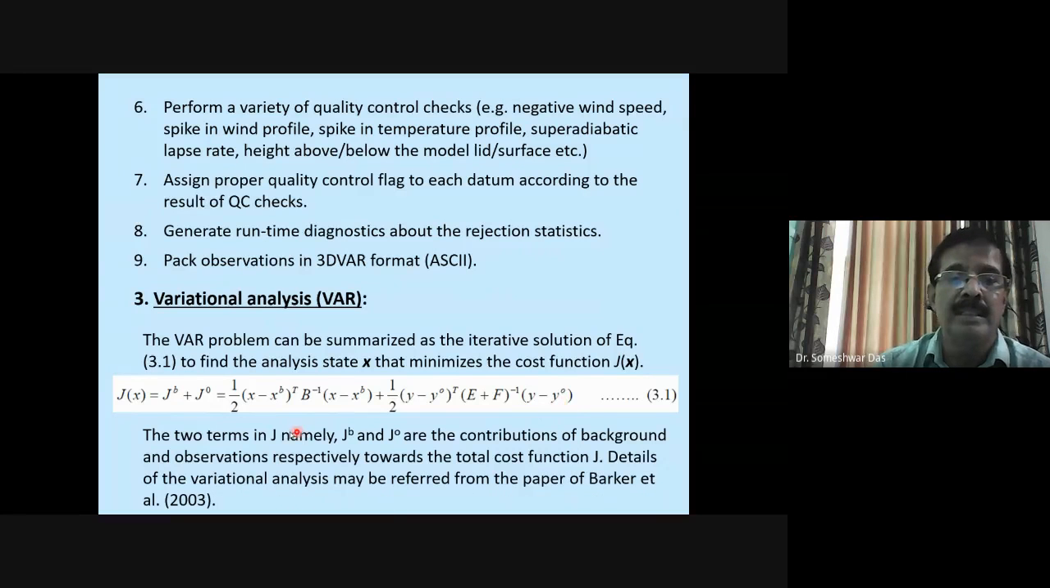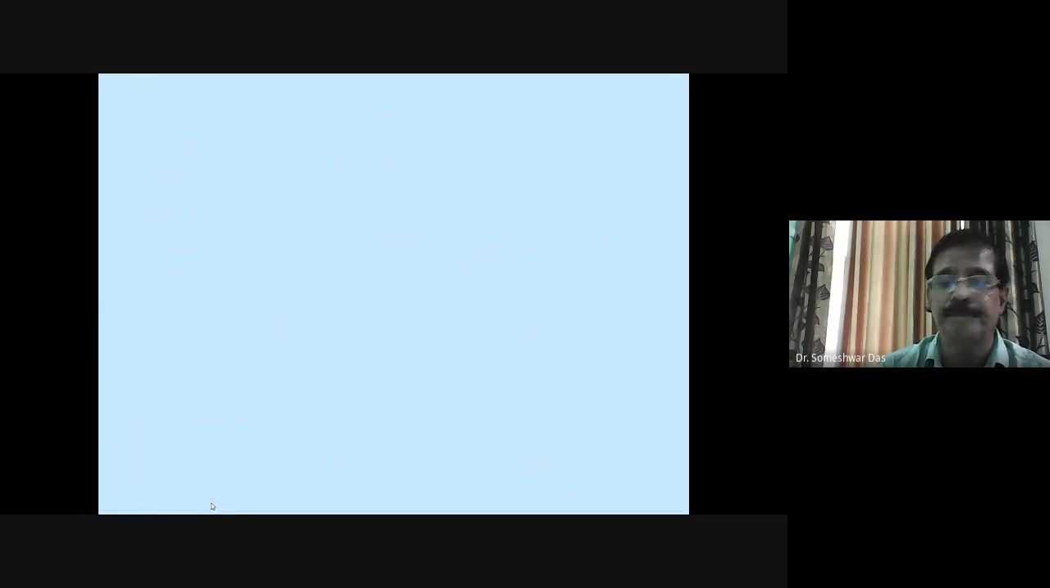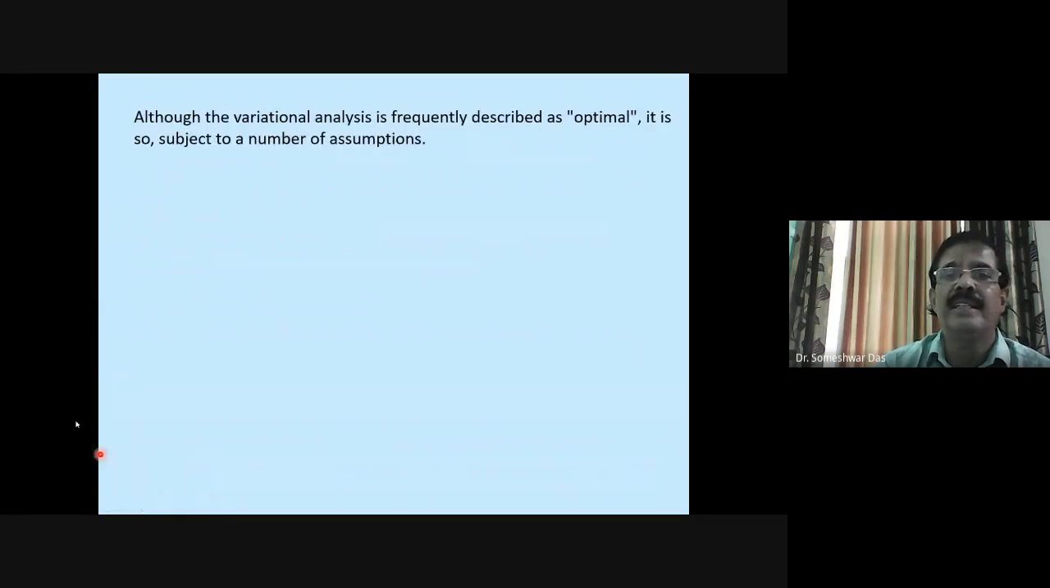Okay, so the two terms in J, namely the Jb and Jo, are the contributions of the background and observations respectively toward the total cost function J. Details of the variational analysis may be referred from the paper of Barker et al. 2003 that also you saw yesterday. Okay, so that is the job of the variational analysis, to minimize the cost function or optimize the cost function. Okay. Although the variational analysis is frequently described as optimal, it is subject to a number of assumptions.